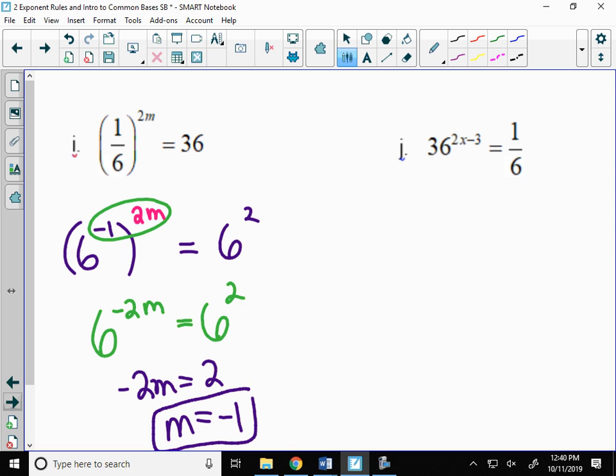So what does m equal here? Negative 1. Now you can always check your answer. You can put negative 1 in here for x, and I'd have 1 over 6 to the negative 2 power, and you could check that on your calculator. It should give you 36.